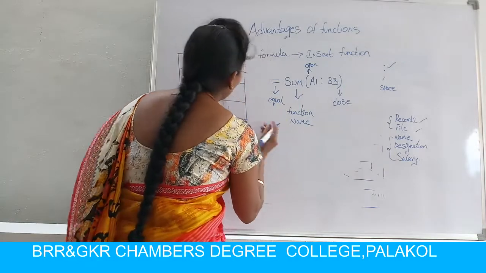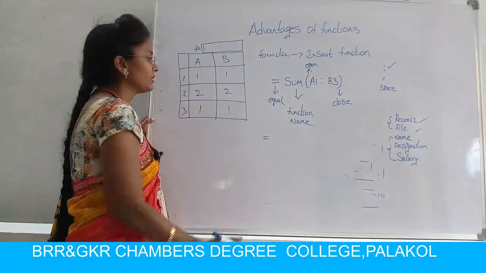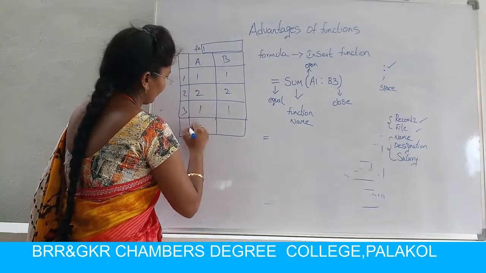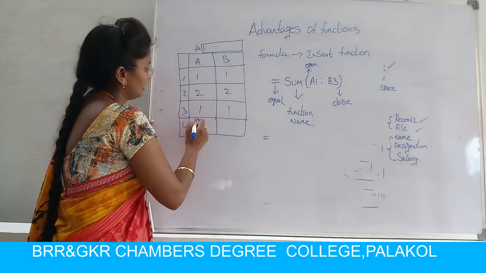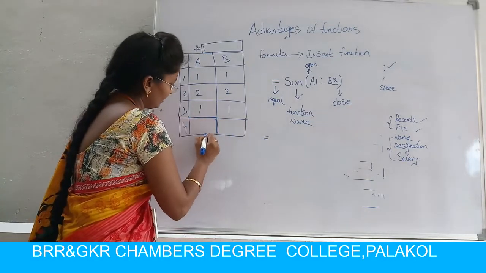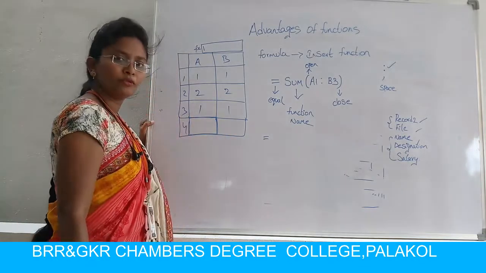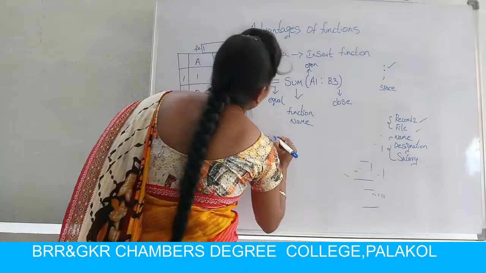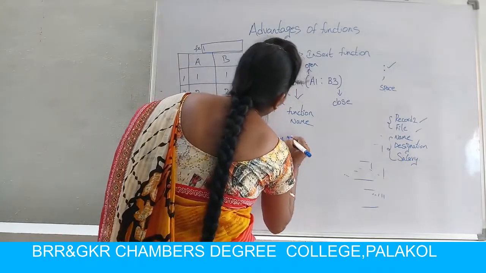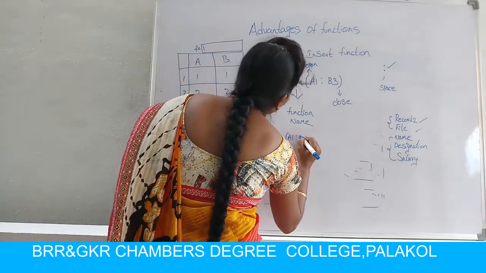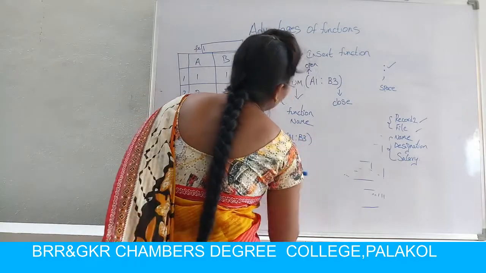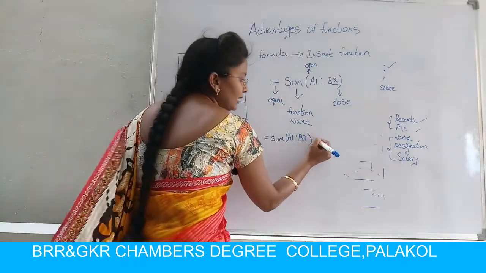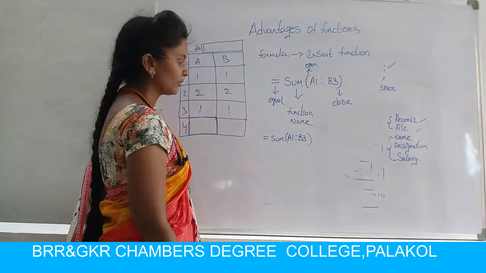and the result will be displayed in some other cell. I want the result in the A4 cell. I am selecting this cell and writing the formula in this cell. After writing the formula, that means SUM A1 to B3 and closing. After completing the formula, press the enter button from your keyboard.